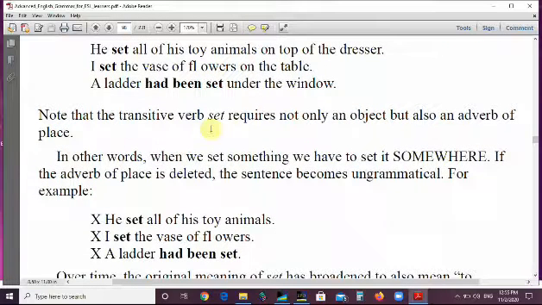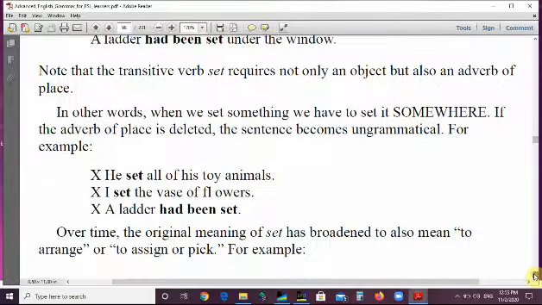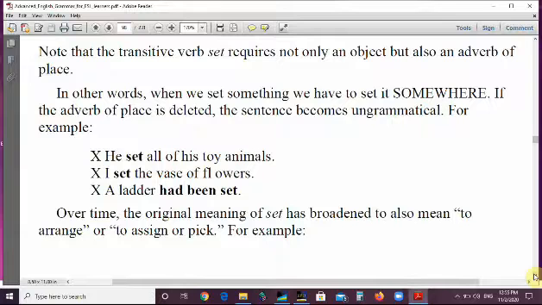Note that the transitive verb set requires not only an object but also an adverb of place. We set something somewhere. In other words, when we set something, we have to set it somewhere. If the adverb of place is deleted, the sentence becomes ungrammatical, like these three sentences. He set all of his toys. You would ask where? I set the vase of flowers. Where? A ladder had been set. Where?